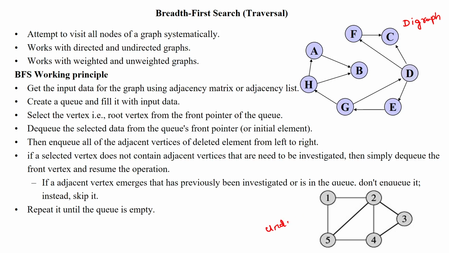So undirected graph is having bidirectional edges, directed graph is having unidirectional edges. So now the breadth first search can be implemented to directed graph and undirected graph, and also weighted graph, unweighted graph. Here the breadth first search will visit all the vertices available in the graph systematically.